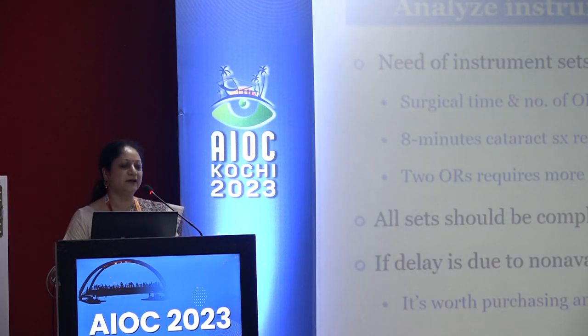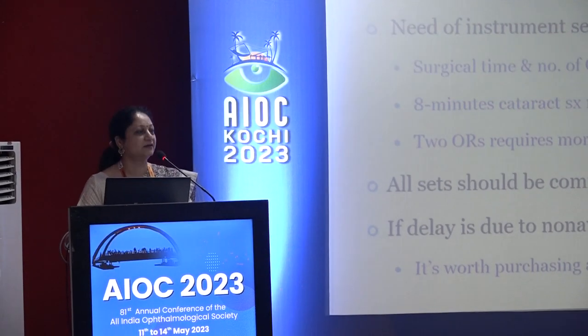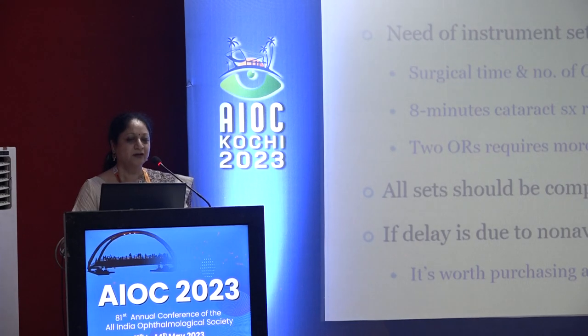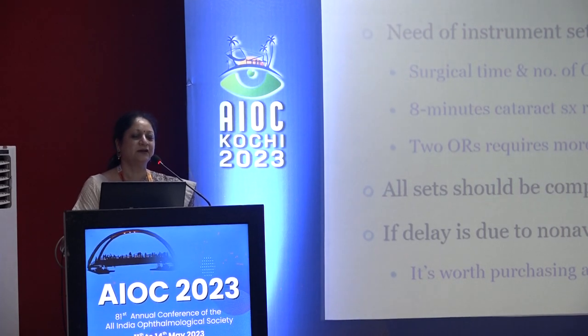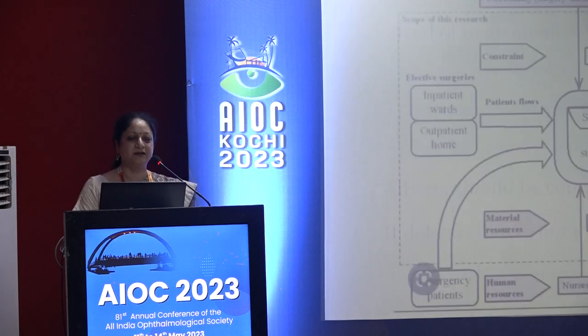Instruments are one of the biggest problems that increase the time for surgery. So one should always assess the need for instrument sets. It will depend upon the surgical time and the number of ORs operating simultaneously. If it is an 8-minute cataract surgery, they require more sets than for a 12-minute surgery. If we are managing two ORs, then more sets are required, especially for the surgical instruments and for the anesthesia equipment also. All sets should be complete. It has been seen that when one instrument is missing and the scrub nurse has to go to pick up that particular instrument, this will delay the OT time. And it is worth purchasing another set if you need it repeatedly.